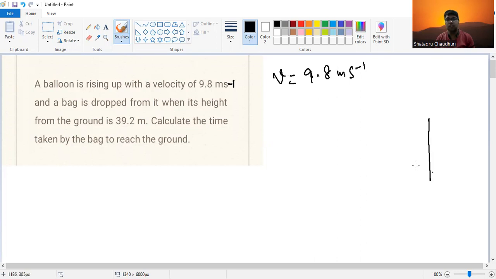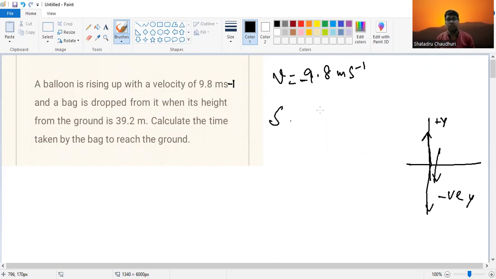Now, one sign convention is to be mentioned: whenever something moves vertically upward in a straight line, the upward direction is the positive y-axis, and the downward direction is negative y. So whenever a body falls down, the velocity is taken to be negative.